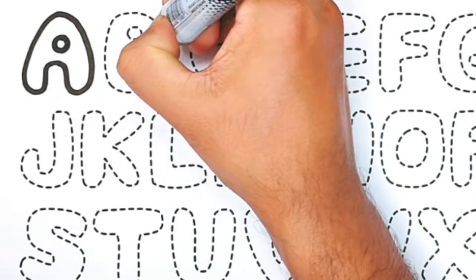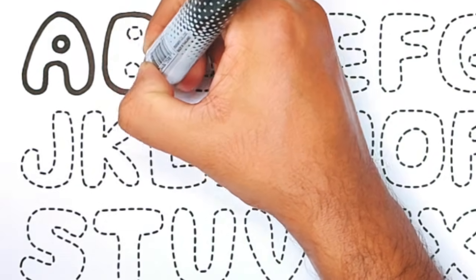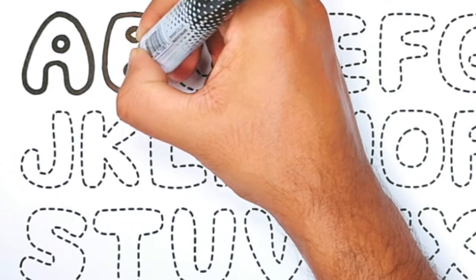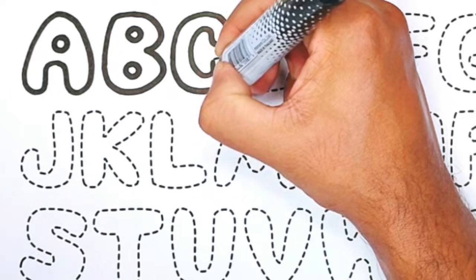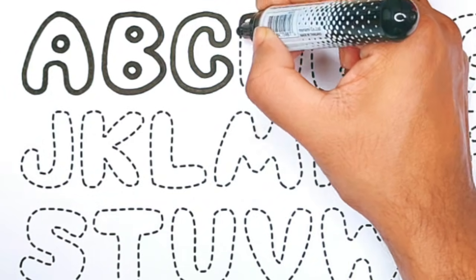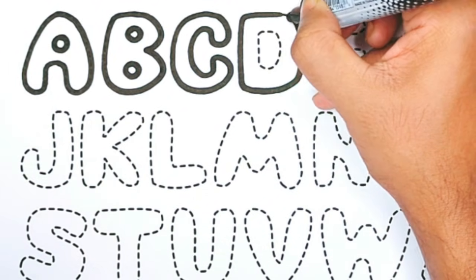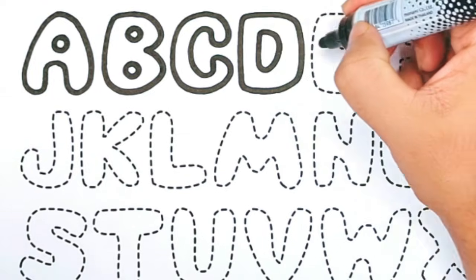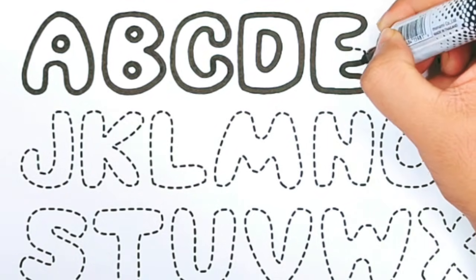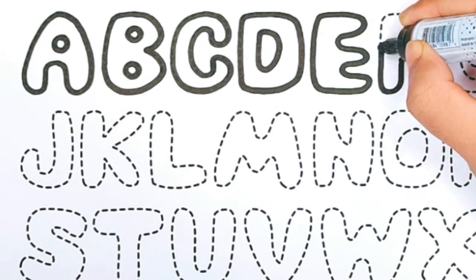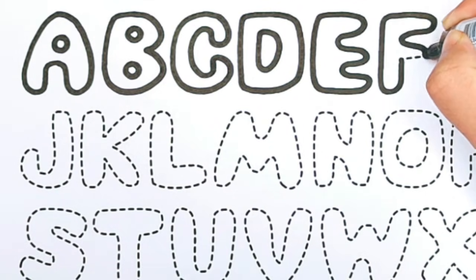A, B, C, D. Now I know my ABCs. E. Next time, won't you sing with me? F.